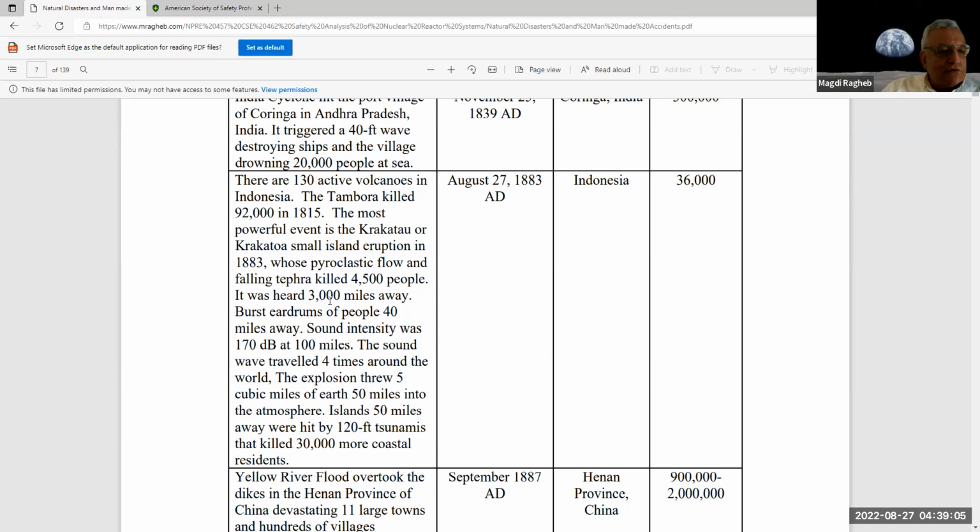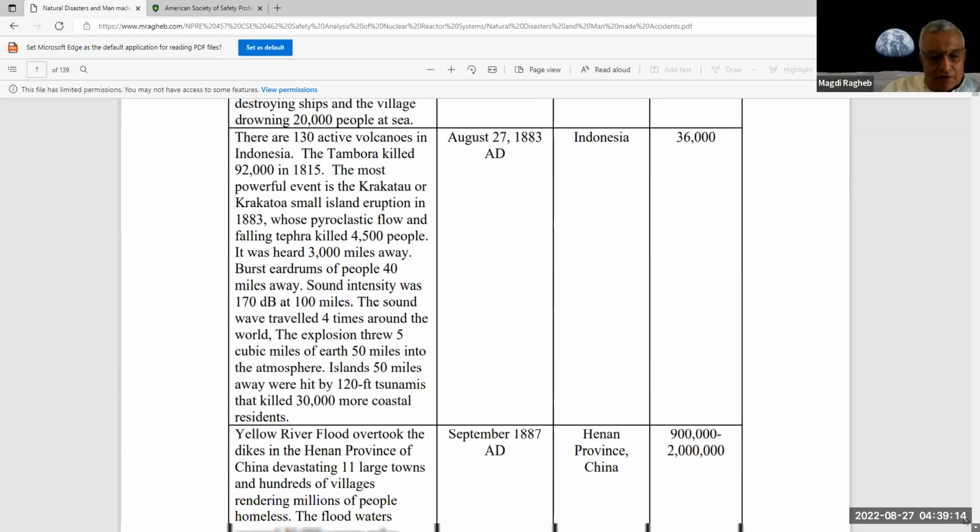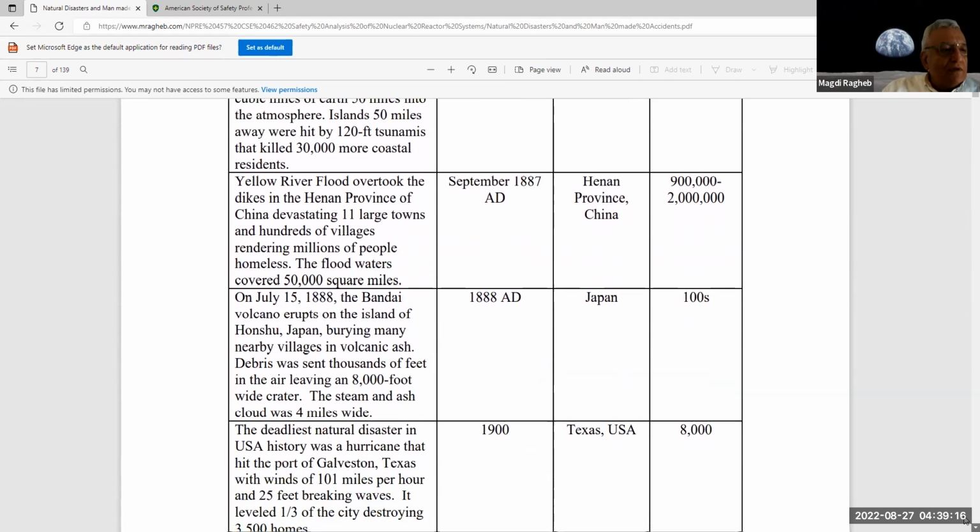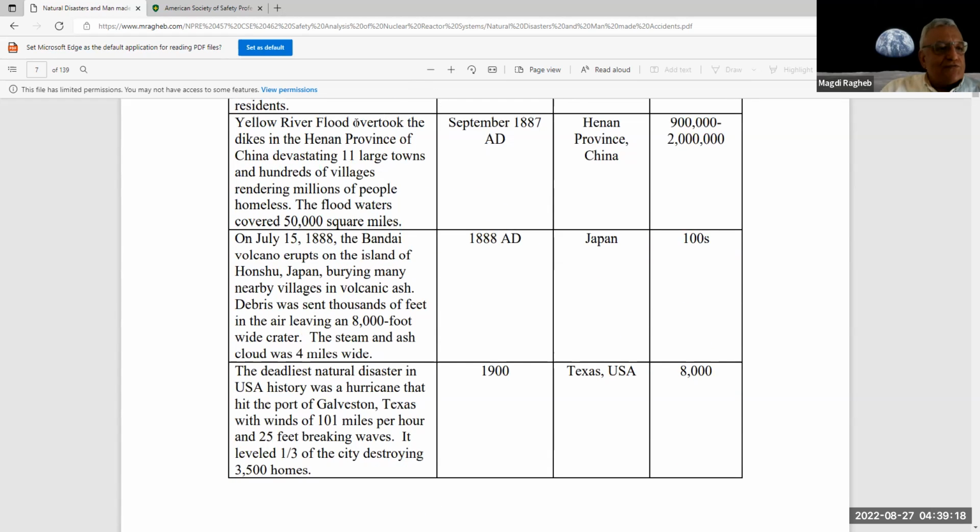The eruption was heard 3,000 miles away. It burst the eardrums of people 40 miles away, and that caused the death of 36,000 people. China, as I suggested, is prone to earthquakes and flooding. The Yellow River flood in 1887, the flooding covered 50,000 square miles. Look at the death toll there, from about 900,000 to 2 million people in a single event.